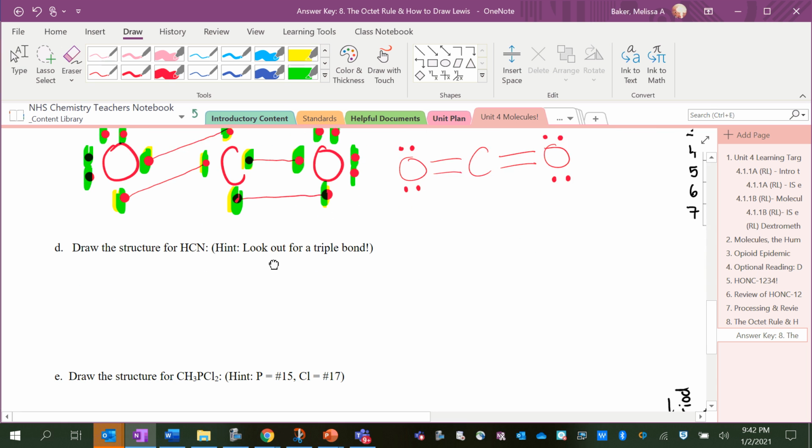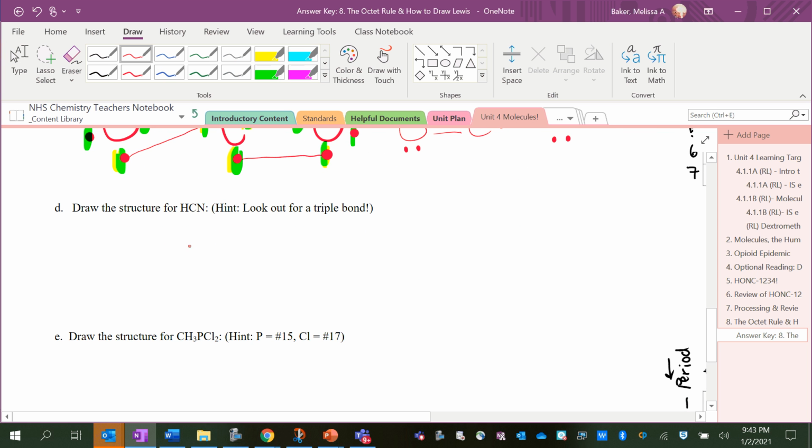All right, next, draw the structure for HCN. C always goes in the middle, is a good rule. Let's draw the N over here, and then we'll go from there. So here we go. 1, 2, 3, 4. I'm going to keep my pair together so that I can face the lonely electrons toward carbon. Carbon is in group 4A, that's why I drew 4 dots. Nitrogen is in group 5A, that's why I drew 5 dots.